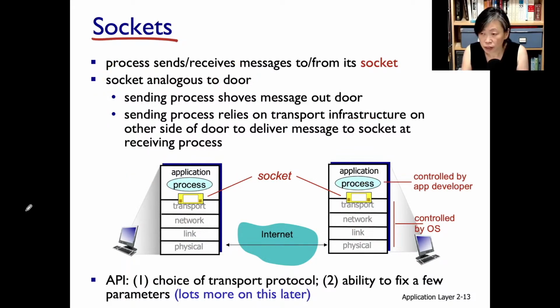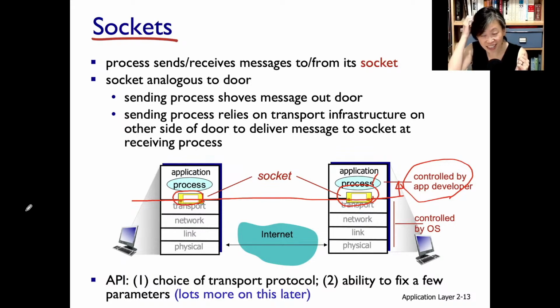Now, let me draw your attention here. From this line and above, this is the application layer. Everything running here needs to be controlled and defined by the application developer, the application designer. So it includes the functionality of the sending and receiving processes as well as the kind of socket we want here and here.